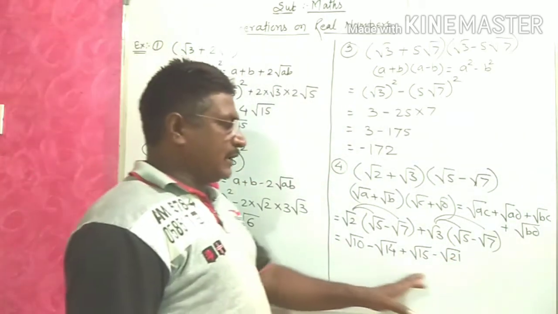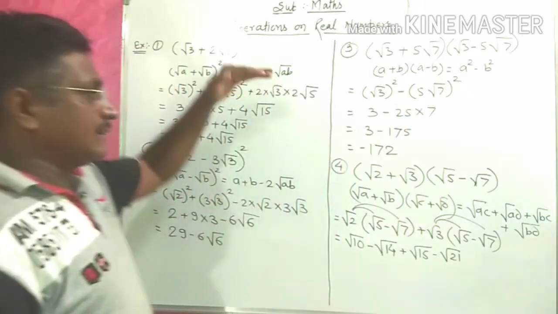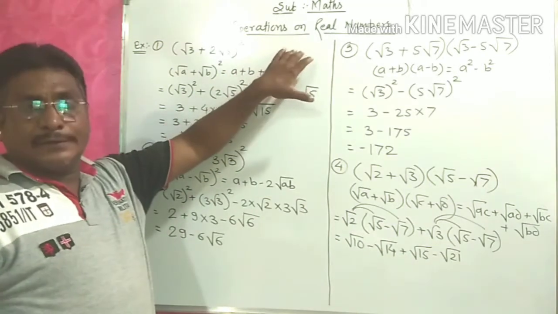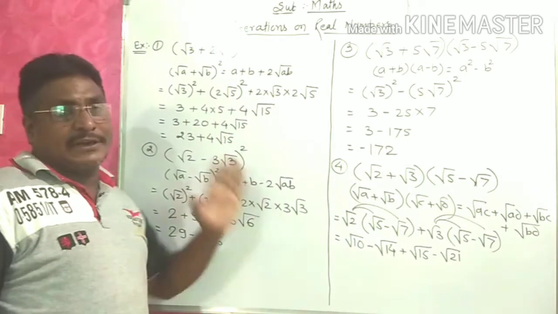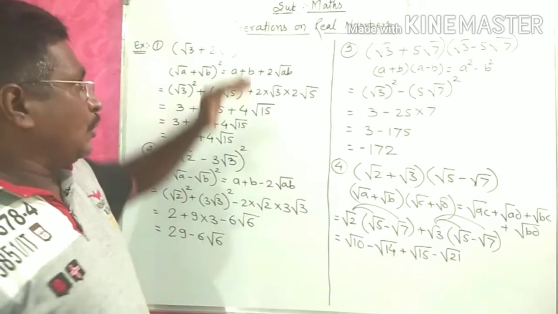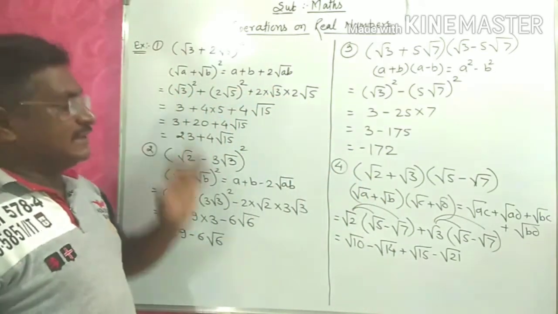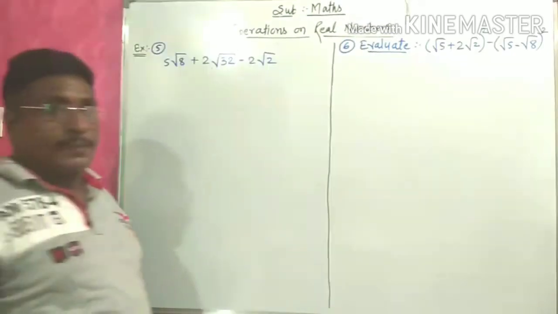Hope you understand how to solve. In this way we have to solve the examples. In this way we have to do the multiplication, addition, subtraction and division of real numbers. Hope you understand this, student. Now we will go on to the next example.